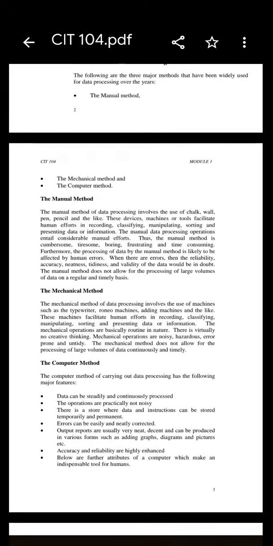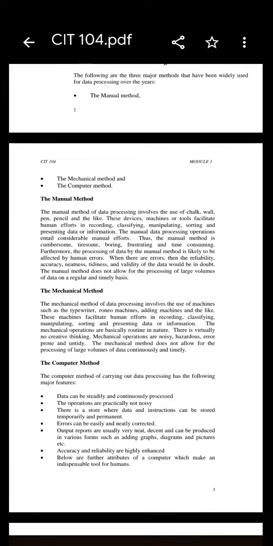Now the mechanical method of data processing is simple. For the name, mechanical, you know, it's machines. Here, you use machines to assist humans in processing data. Remember, in the manual one, you don't use any machine. You only use tiny equipment like pen, pencil, eraser, chalk, or the wall to organize your data.